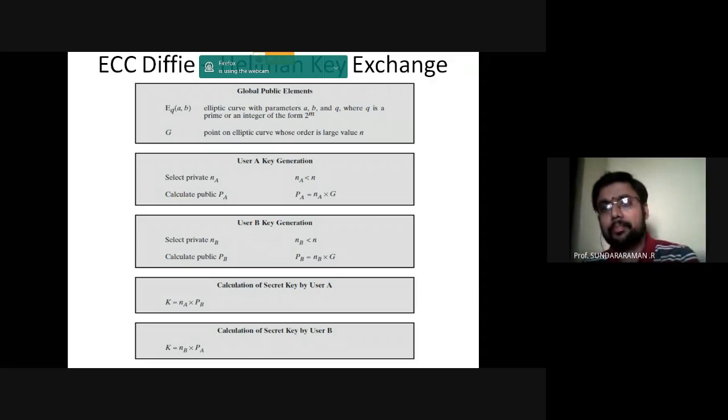In fact, the main objective of this particular key exchange algorithm is to generate a secret key at the user level with the shared keys. That means that the secret key will not be shared. The secret key will be generated based on the keys shared between the two users. First one is the global public elements.